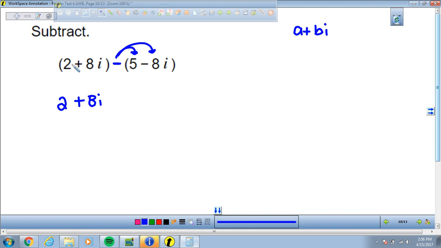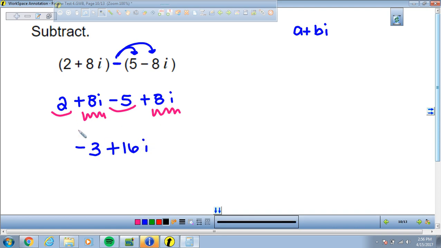So the first two terms, bringing them the way they are, no issue with them. But then here, a negative sign times a positive 5, negative 5. A negative sign times a negative i, positive 8i. And then combine like terms. The 2 with the negative 5, the 8i with the positive 8i. So then 2 minus 5, it's going to be negative 3. 8i plus another 8i, 16i. And that would be it.